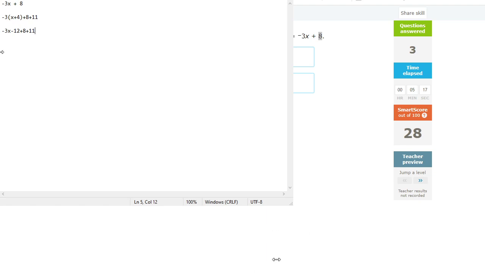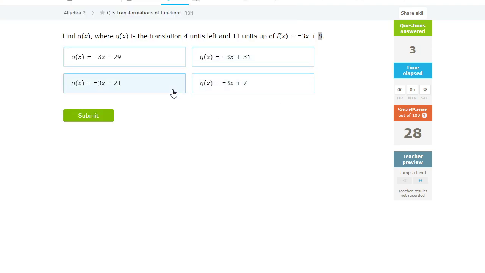Combine like terms, that -12 and the 8 and the 11, those are all like terms right there. When you combine those 3, that'll be -3x plus 7. So -3x plus 7. If you go to your possible answer choices here, that'll be this one right here.